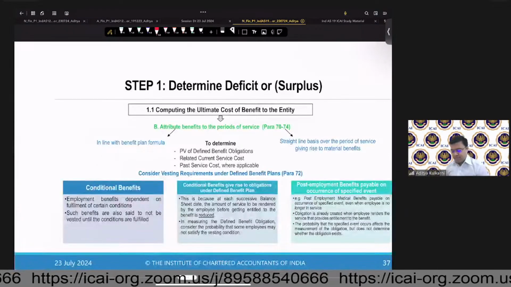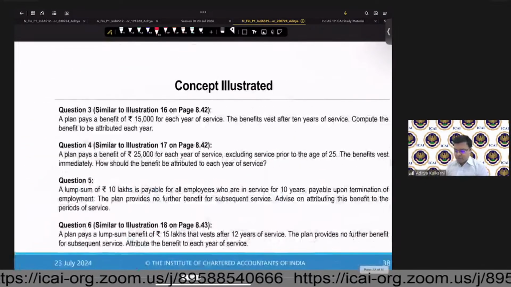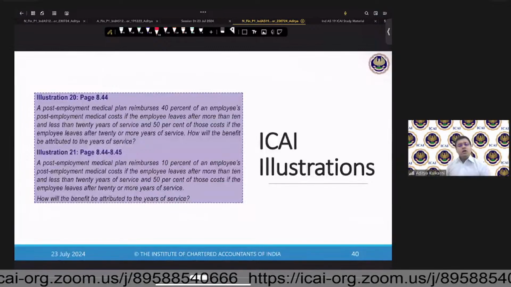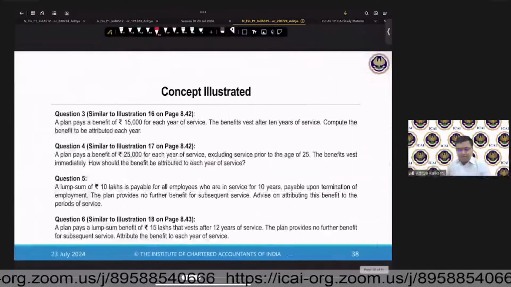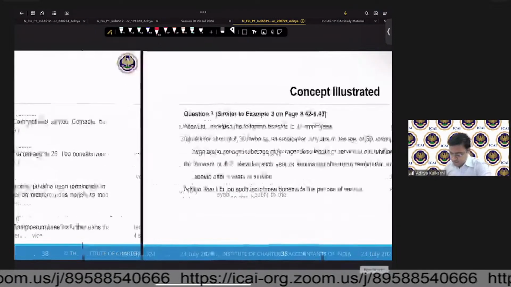Okay. So very simple. Attribute benefits to the periods of service. You can go through these doubts and questions. I have uploaded it on the portal. You can just check if it is there or not.